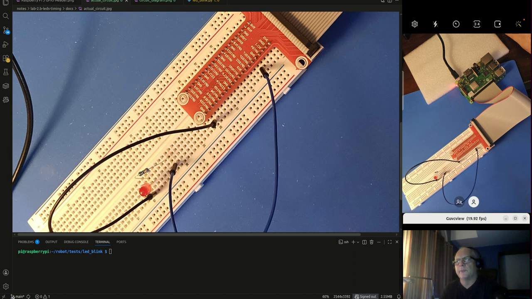LED blink experiment. Let's start with the result. This LED is blinking on and off once per second. You can see here on the right side.